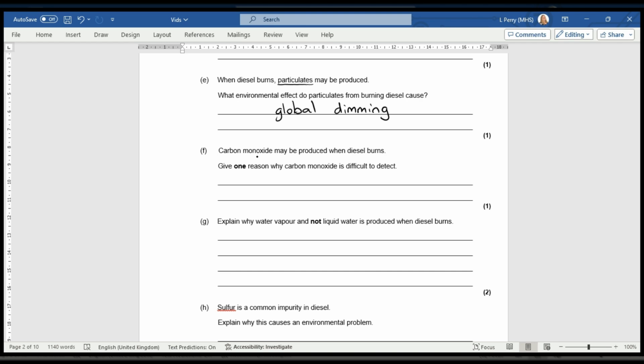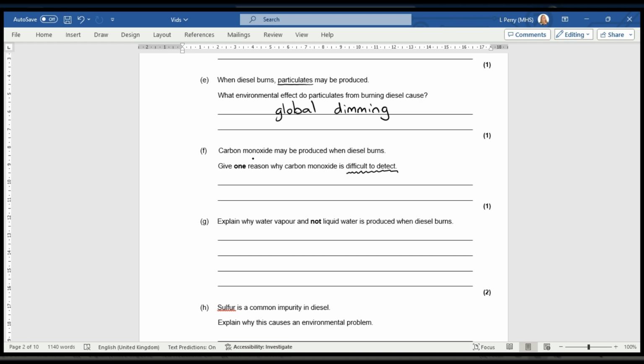Then, carbon monoxide may be produced when diesel burns. Give one reason why carbon monoxide is difficult to detect. Now, again, I don't really need to know about carbon monoxide. I can use my common sense on why a gas would be difficult to detect. Well, there's 2 reasons why it would be hard to know a gas is there. Either I couldn't see it or I couldn't smell it. That's why I wouldn't be able to detect a gas.